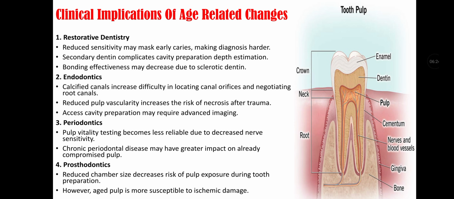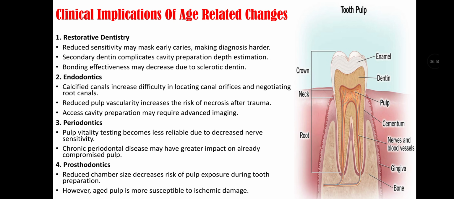Clinical implications of age-related changes. First is restorative dentistry, as reduced sensitivity may mask early caries, making diagnosis harder. Second, sclerotic dentine complicates cavity preparation and depth estimation. Bonding effectiveness may decrease due to sclerotic dentine. Second clinical implication is endodontics, as calcified canals increase difficulty in locating canal orifices and negotiating root canals. Reduced pulp vascularity increases the risk of necrosis after trauma, and excess cavity preparation may require advanced imaging.